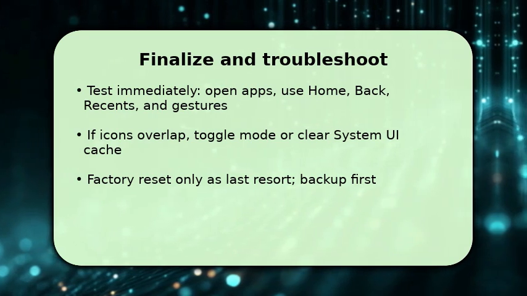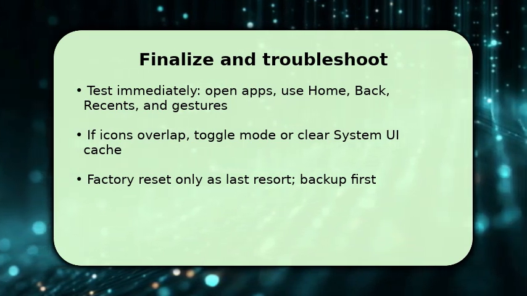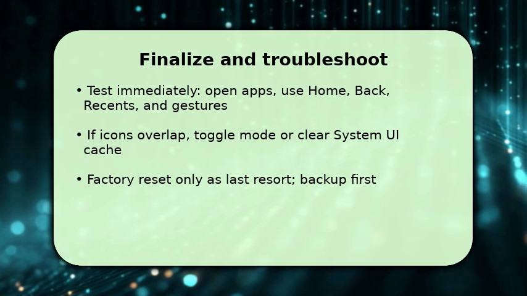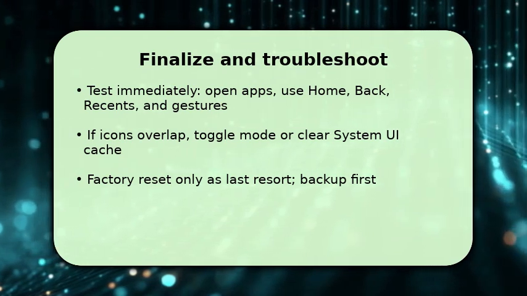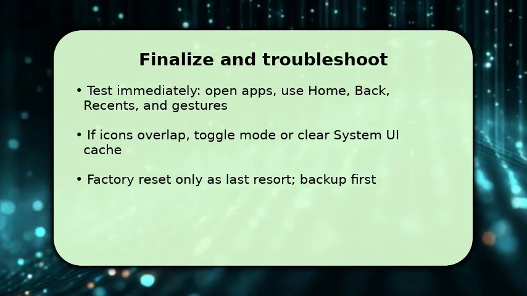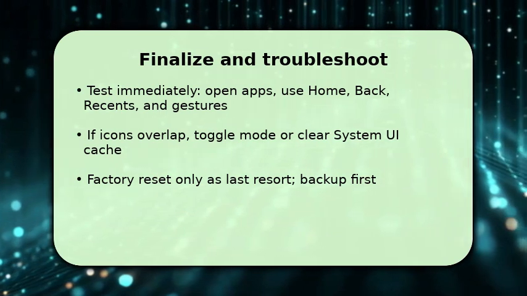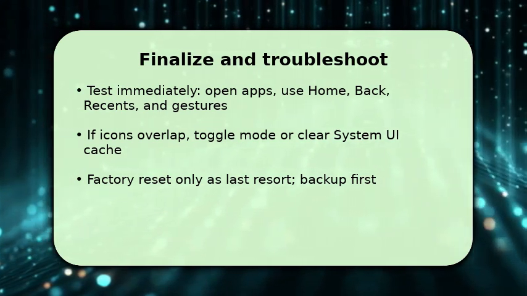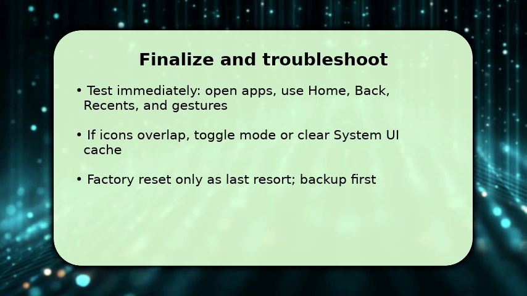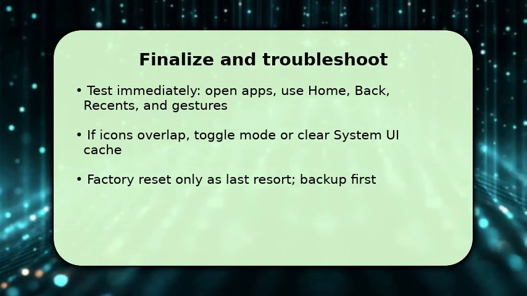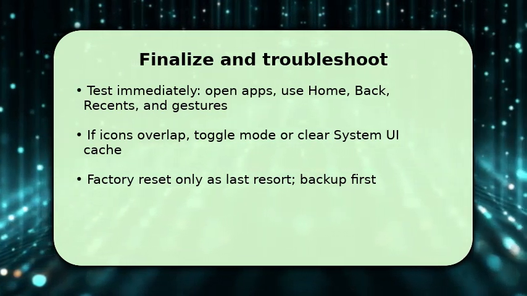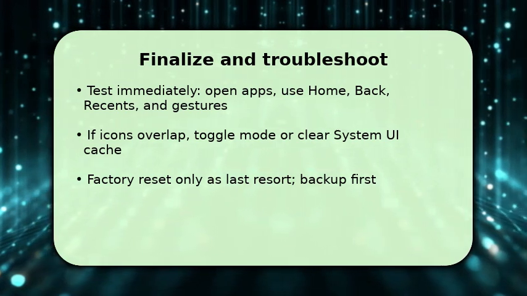If icons overlap or behavior is inconsistent, switch to a different navigation mode and then switch back, or clear the system UI cache through Developer Options if available. This often resolves layout issues. Make sure to reboot the phone once more. If problems persist, you can factory reset as a last resort after a full backup, but usually toggling modes or clearing cache fixes the issue.